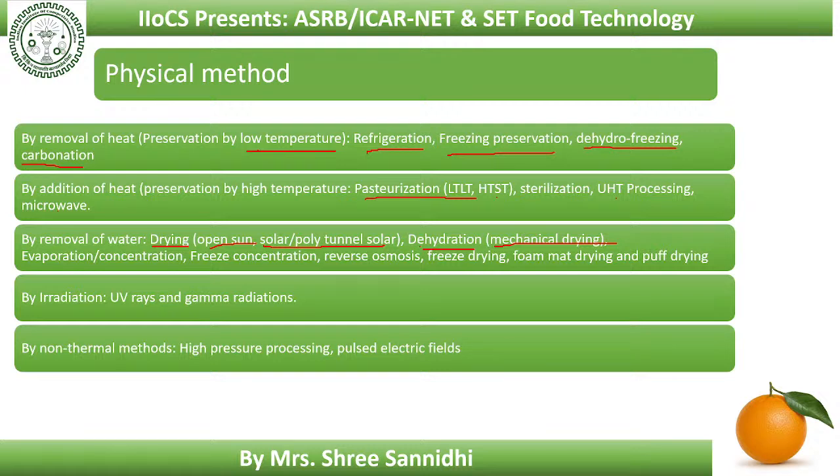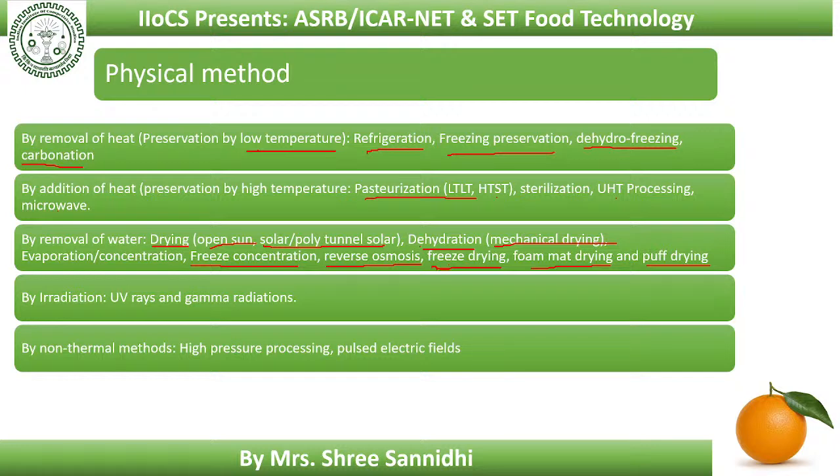Then freeze concentration, then reverse osmosis, then freeze drying, foam mat drying, puff drying, and various methods of drying are there to preserve the food by removing water. So in freeze drying what we do? We freeze the food and then by creating vacuum we remove the frozen water molecules directly by subliming the water. Okay, directly converting it to the vapors.